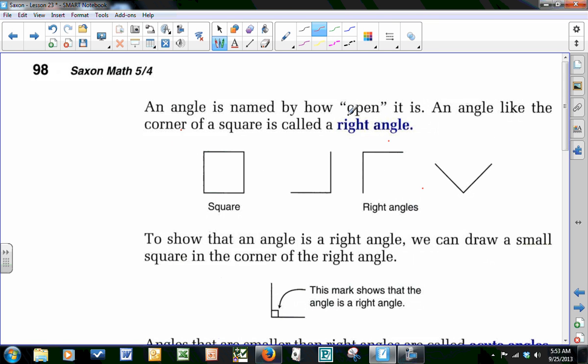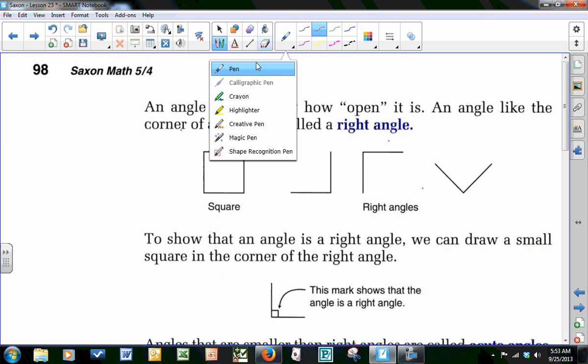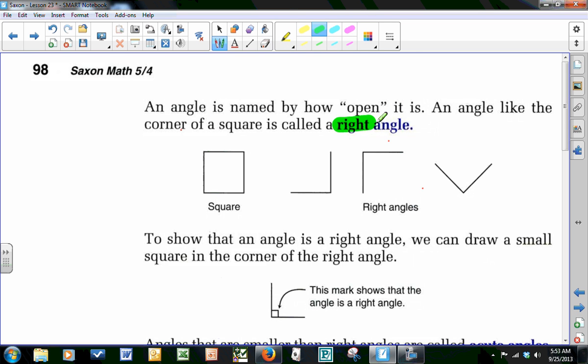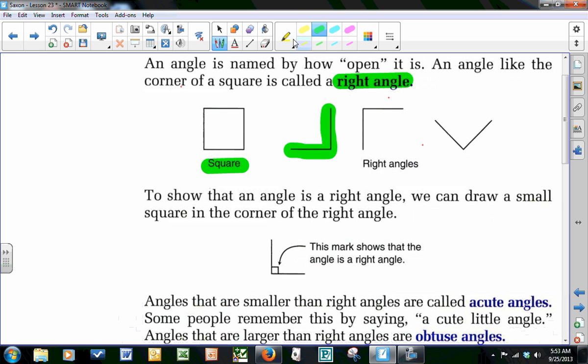An angle is named by how open it is. So now we have a bunch of angle terms. There's all different kinds of angles. Let's talk about a right angle. A right angle is an angle like the corner of a square. One line horizontal, one line vertical. That's called a right angle. It can be inside a shape like this square, or it can just be an angle. And to show that an angle is a right angle, we draw a small little square right here, just like that. If you see that, it's trying to tell you that this is a right angle.